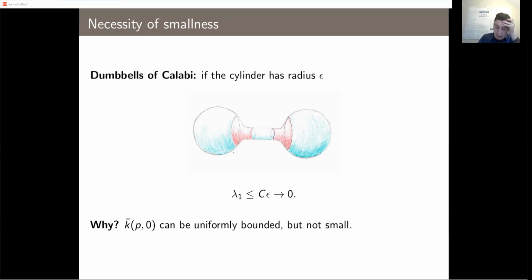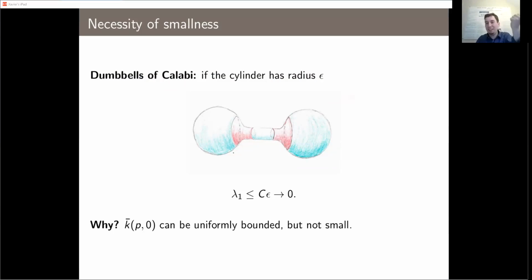Maybe the way to see it is actually using a very classical example from Calabi, although I don't know exactly what the paper of Calabi is. I've seen this example in a very famous paper of Cheeger. But basically what Calabi does is he considers a sequence of dumbbells. So this kind of shape, okay?